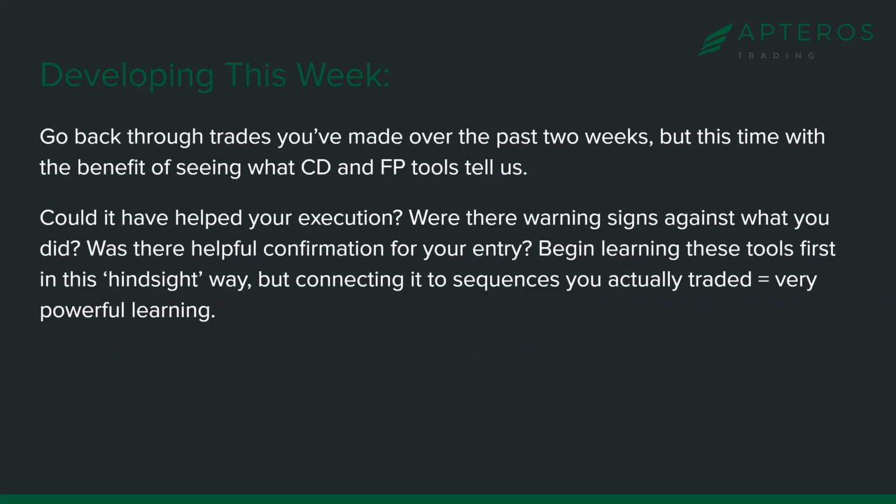So one thing that I think would be really awesome for you guys to do would be to go back through some trades you've made, let's say over the past 2 weeks, where we've really had kind of an idea of what we're doing here. But this time, go back and look at your trades and see what delta and what the footprint chart said. See if you couldn't maybe avoid a loss here or there. Could it have helped your execution? Were there warning signs? Were there warning signs and it worked anyways because it had a really good narrative? Was there some good confirmations for your entry?